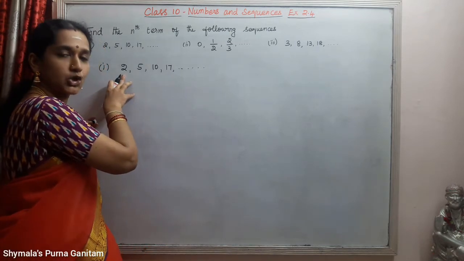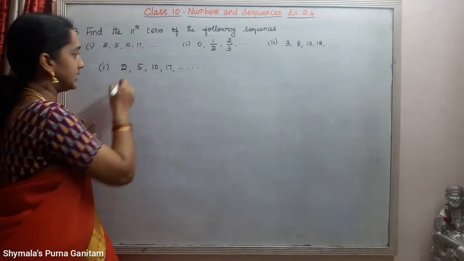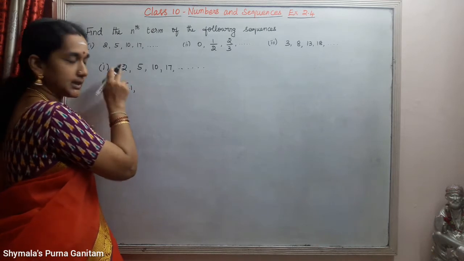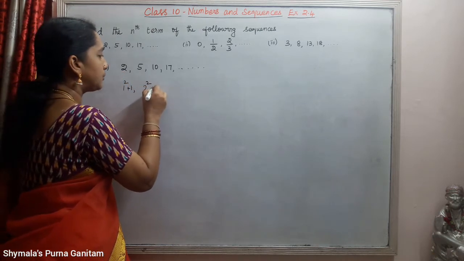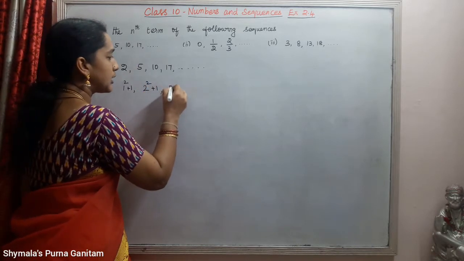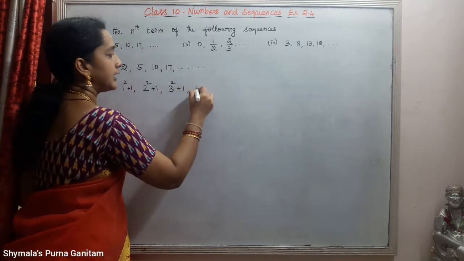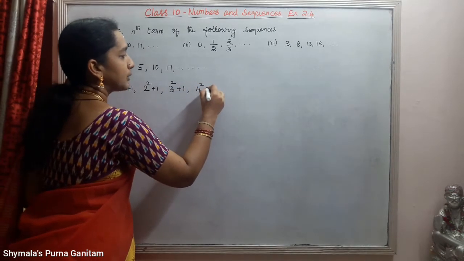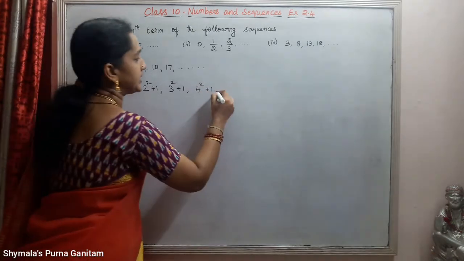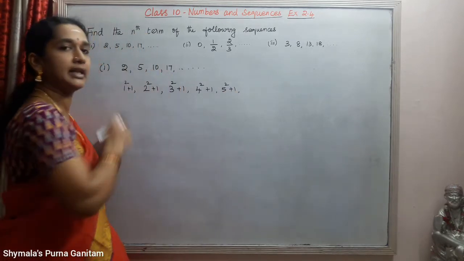If we check this one also, this is 1 squared plus 1. So here we get 2. Then 2 squared plus 1, 2 2s are 4 plus 1, 5. Then next one is 3 squared, 9 plus 1 is 10. Then 4 squared plus 1, 16 plus 1. So the next term will obviously be 5 squared plus 1, 25 plus 1 is 26.